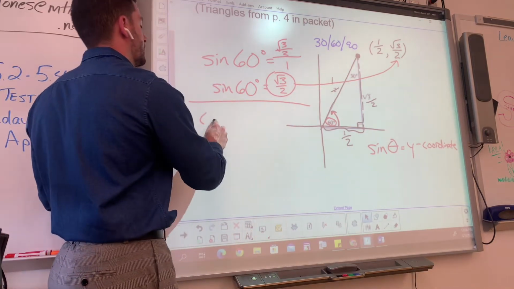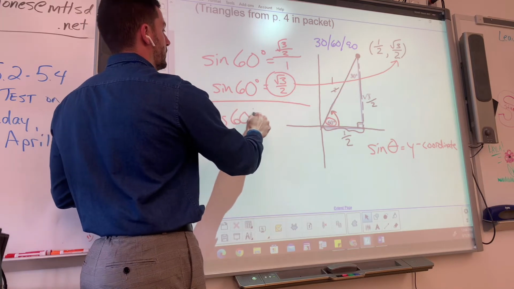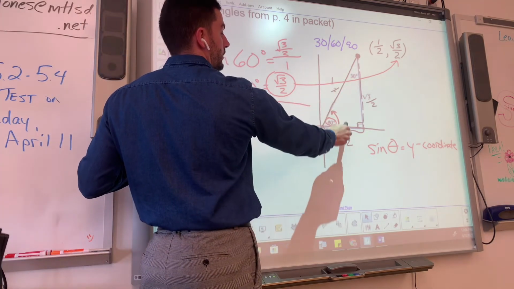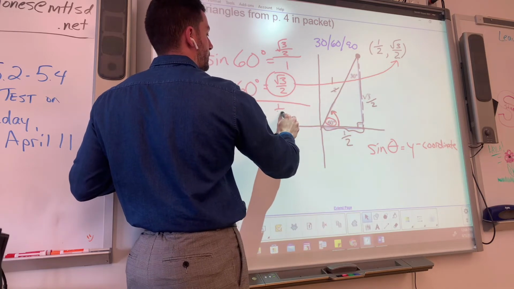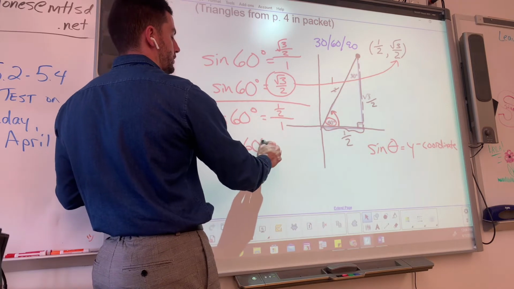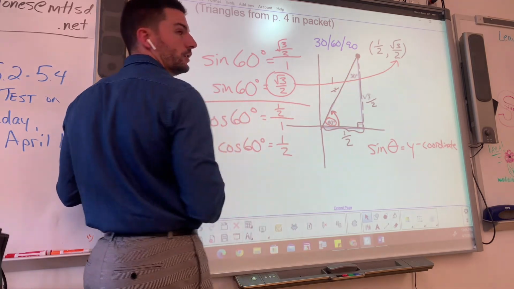Think about the cosine of a 60-degree angle. It's the same thing, except it's the adjacent over the hypotenuse. So for cosine, it would be 1/2 over 1, and again, 1/2 over 1 would just be 1/2.